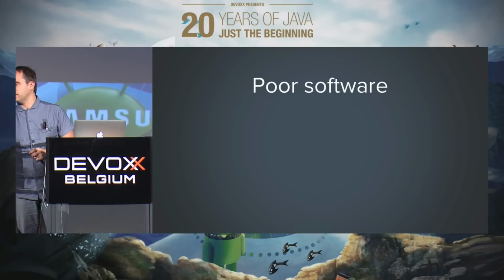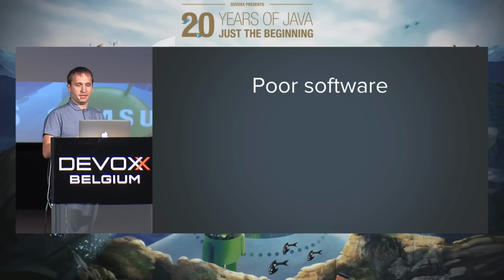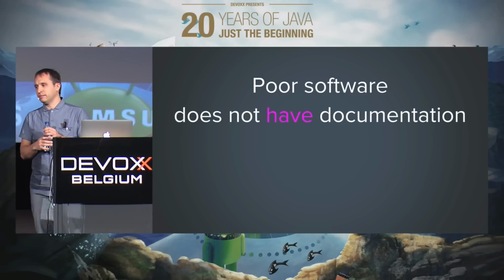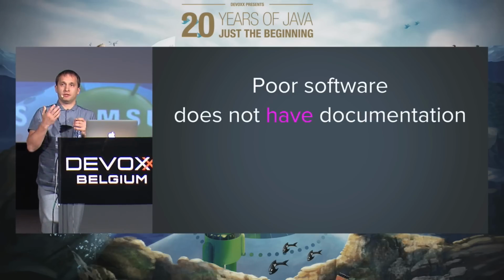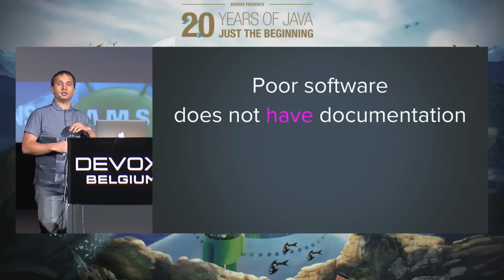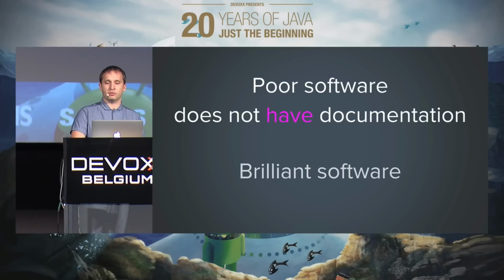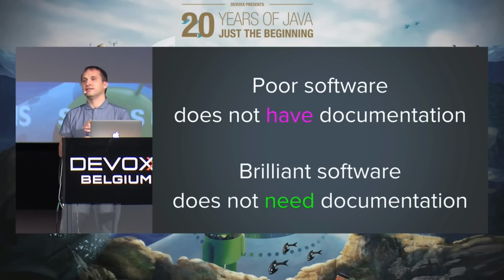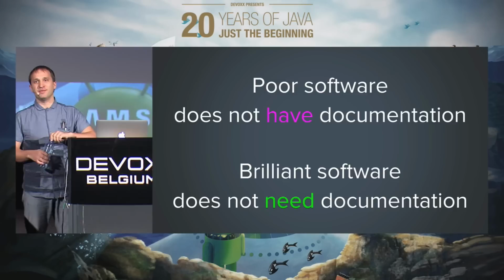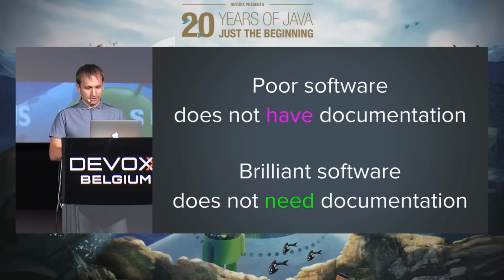This is what I name good software. I like to say that poor software does not have documentation. I'm often asked this question: does Selenide have a lot of documentation? And I like to answer that poor software doesn't have documentation, but brilliant software does not need documentation. This, of course, doesn't mean that Selenide doesn't have documentation, but it actually doesn't need documentation a lot.